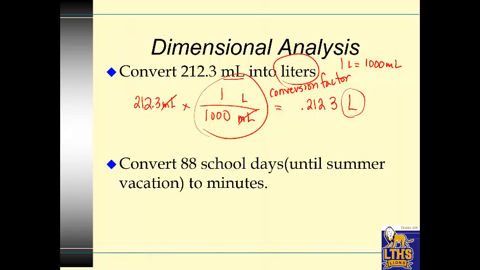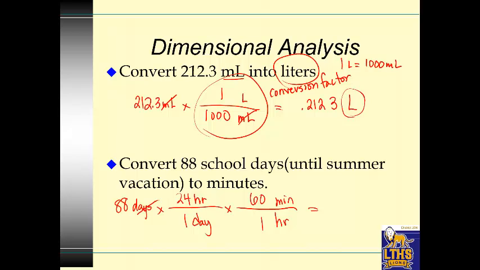Right, let's try one that's a little more complicated. Hey, how many school days do we have until summer vacation? About 88. We want to know how many minutes that is. So we start with the given, 88 days. And we want to convert it into minutes. Now, I don't know a direct relationship between days and minutes. You might, but I do know that every day has 24 hours. So I'm using that as a conversion factor. But I'm still not done because I want to convert it to minutes. So I have to cancel out hours and change to minutes. And then I have to make this a true statement. So I say every 1 hour has 60 minutes.